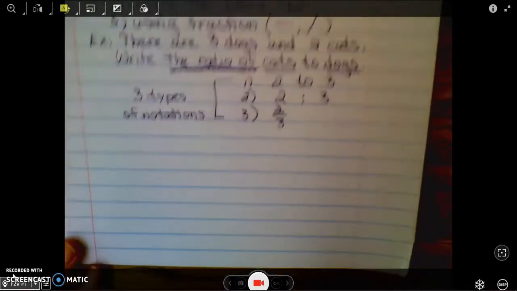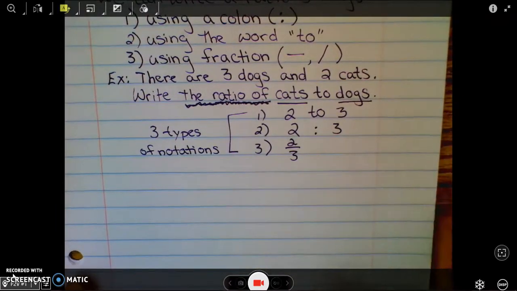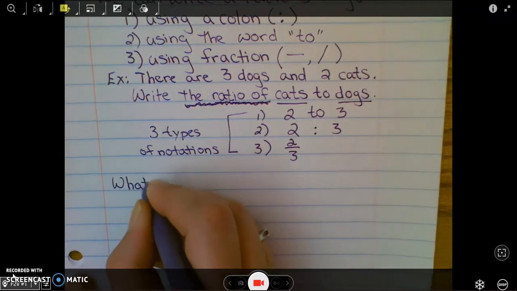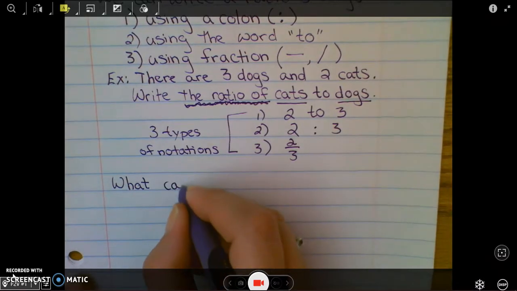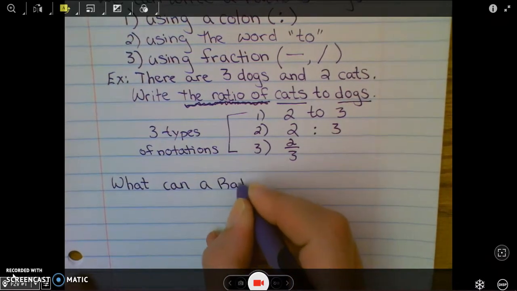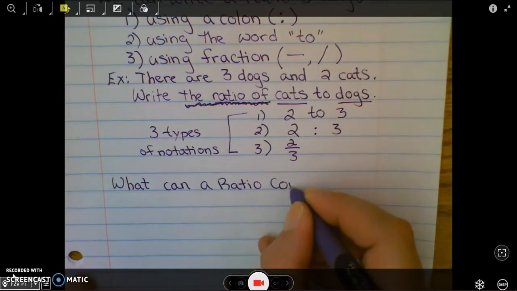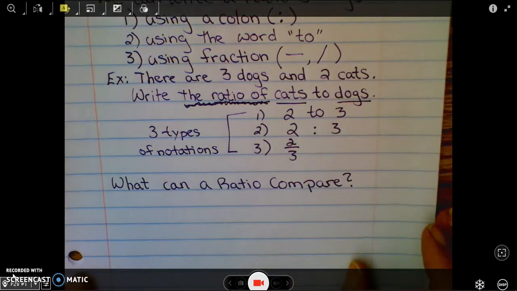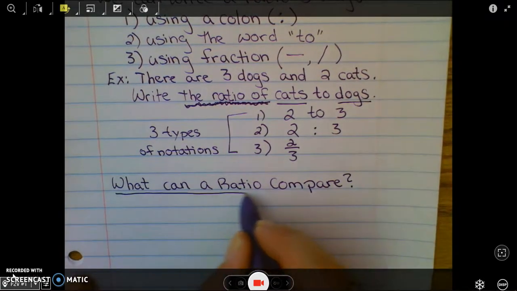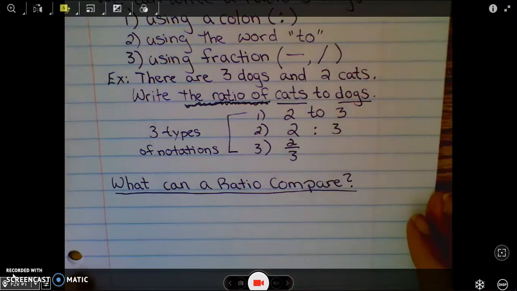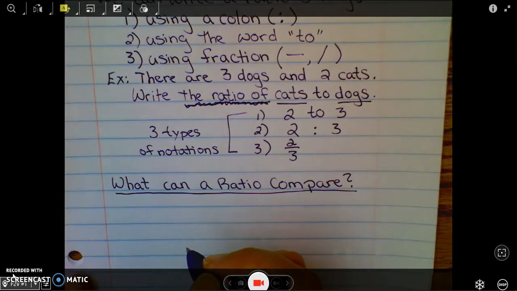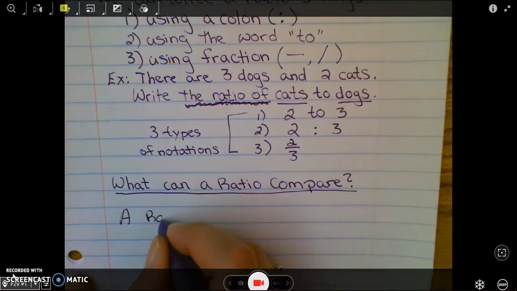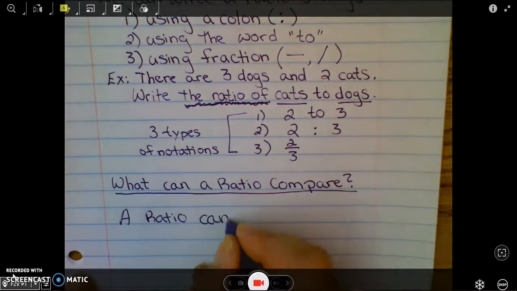So I'm going to go down a little bit, skip a line, and I'm going to ask the next question. What can a ratio compare? So a ratio can have 4 different types of comparisons. So you're going to write: a ratio can compare.